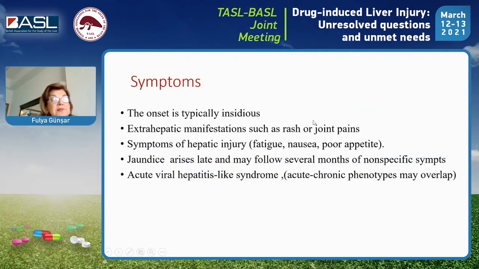What about the symptoms? The onset is typically insidious. Extrahepatic manifestations such as rash or joint pains, and symptoms of hepatic injury, fatigue, nausea, poor appetite, and jaundice arise late and may follow several months of non-specific symptoms. We can see a picture like acute viral hepatitis, and acute and chronic phenotypes may overlap.